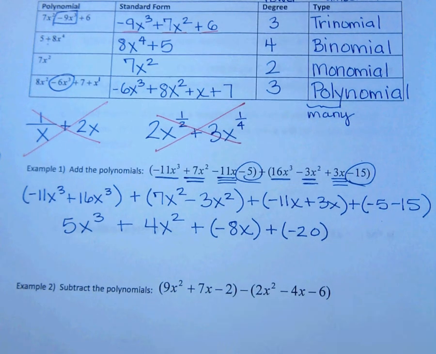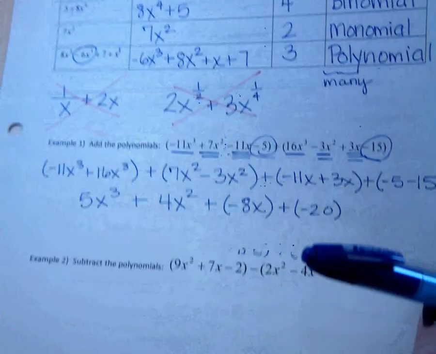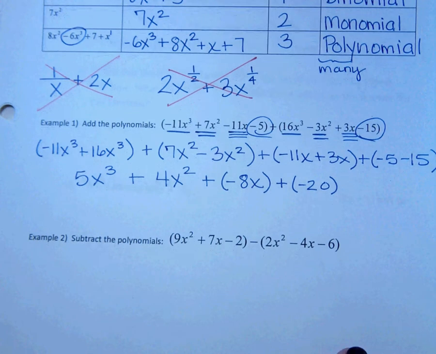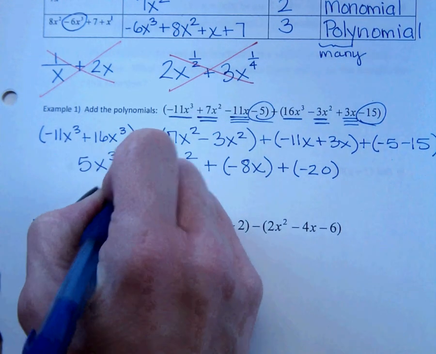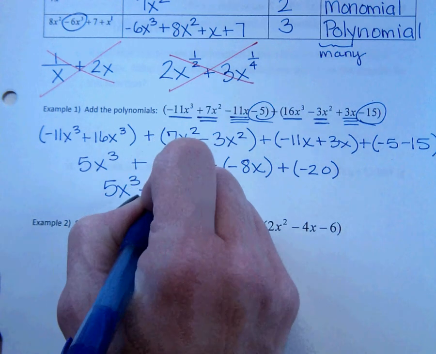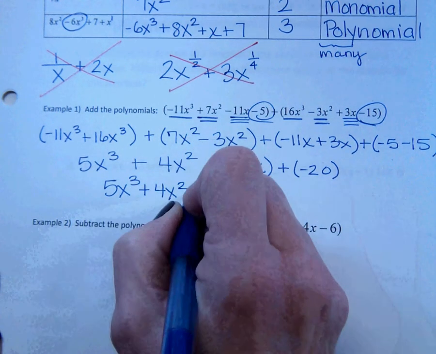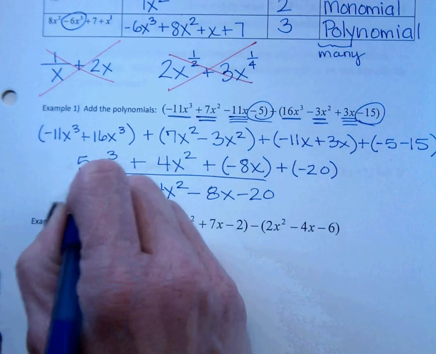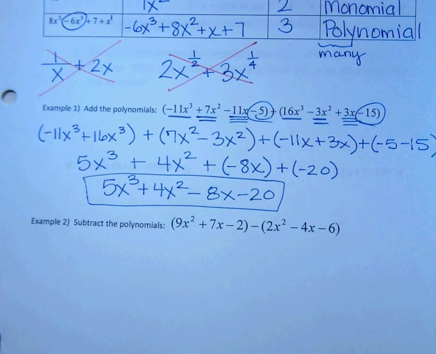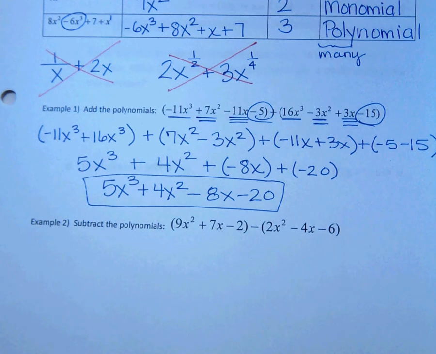And now let's just clean it up. I don't need all those plus and minus signs in the parentheses. So this is 5x cubed plus 4x squared minus 8x minus 20. Okay, so that would be the sum, or the adding of the polynomials.